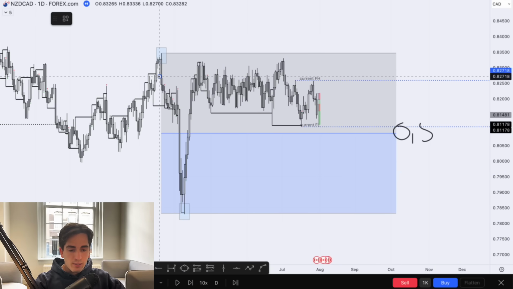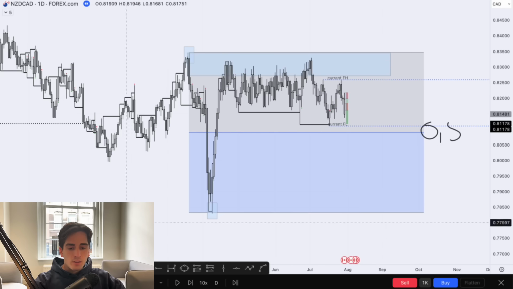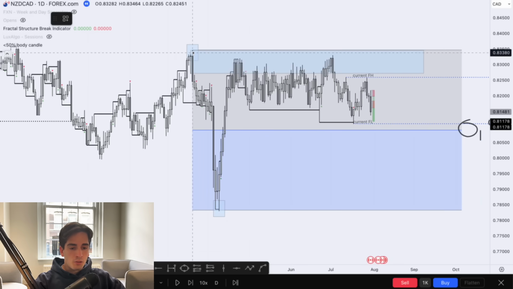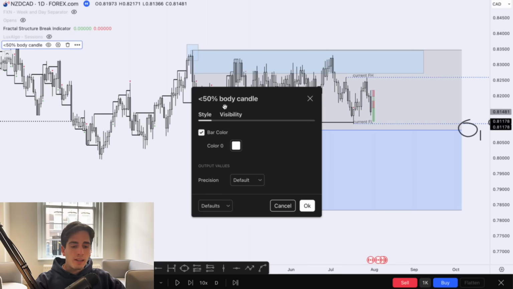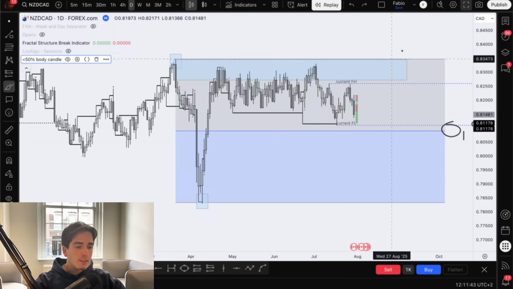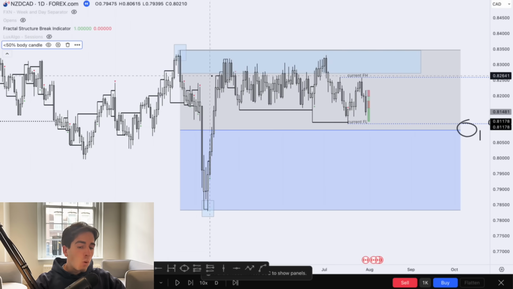What we have here is an area of supply, because this here is your overall 50% body candlestick. So I like using 50% body candles to identify a supply or demand zone. If you want to find out what this actual indicator is, just go to indicators and then type in the 50% body candle by Emmy Nast. Load in the indicator and you're going to see these white candlesticks.